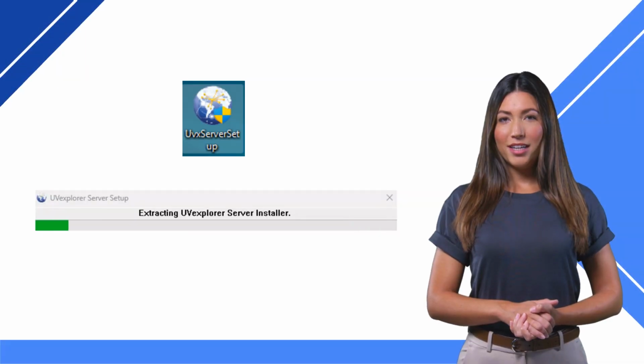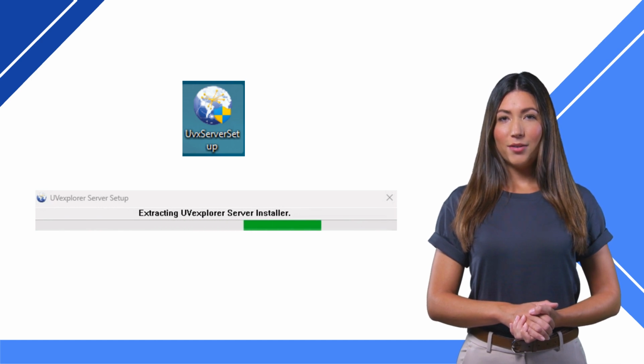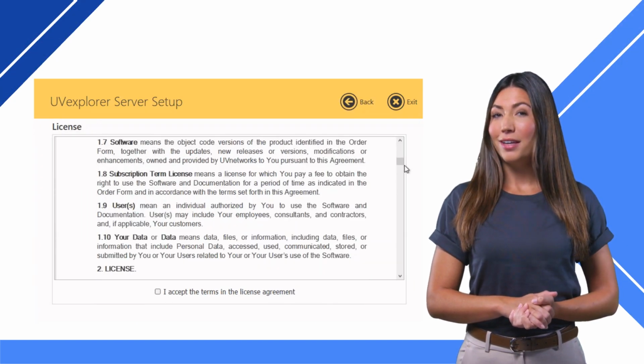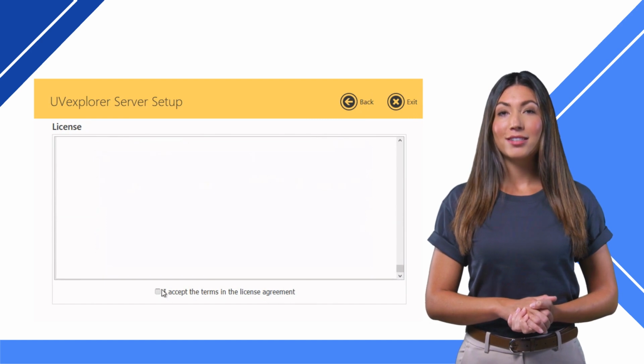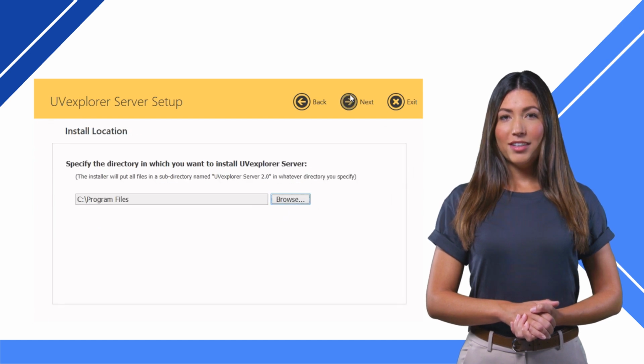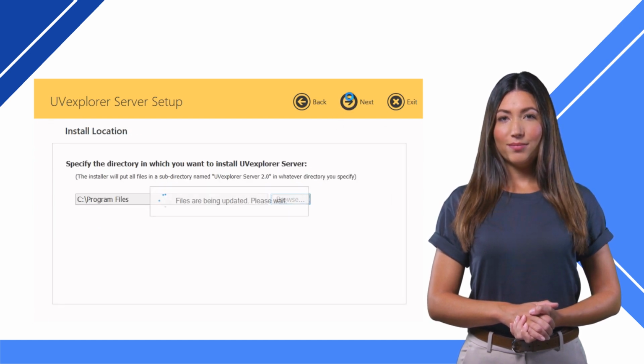First, download UVexplorer Server from the website. We offer the exe and zip file download. Click the file to start the installer. First, accept the license agreement for UVexplorer Server, checkmark the box and click Next. Then review the release notes and click Next. Now specify the folder you want to download UVexplorer Server to.